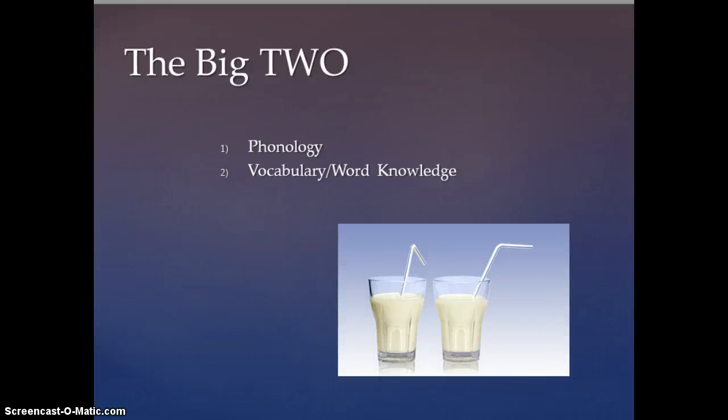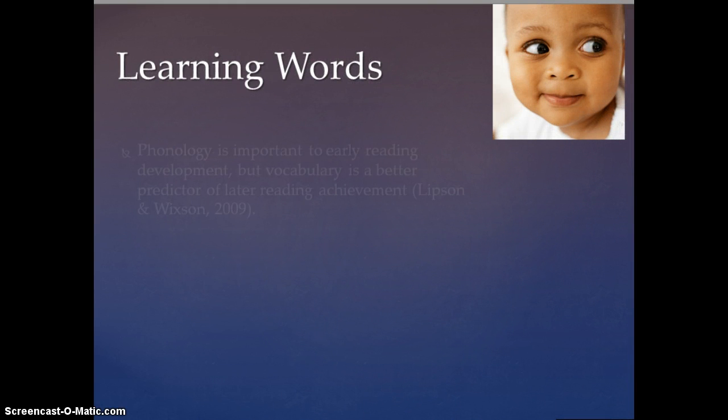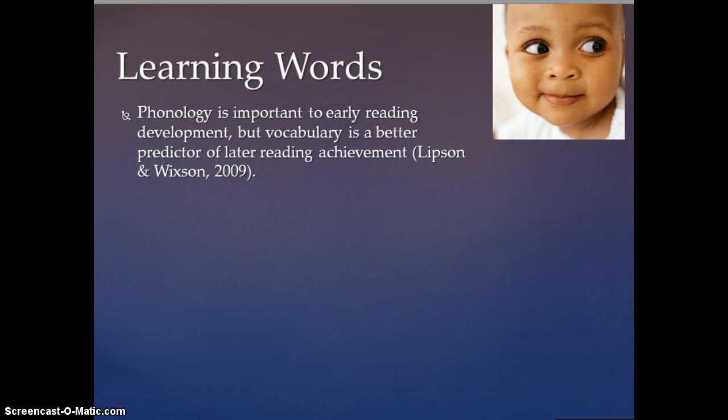So your text talked about the big two, right? So it discussed the two big things that do a reader good, and those are phonology and vocabulary and word knowledge. So both of those have high predictive power for future reading success. So let's talk then about learning words, right? So phonology is important to early reading development, and then vocabulary is a better predictor of later reading achievement. So right now, when we're talking about phonological awareness and phonology in general, it's all to do with oral language and all predicts their early reading success or early reading achievement.